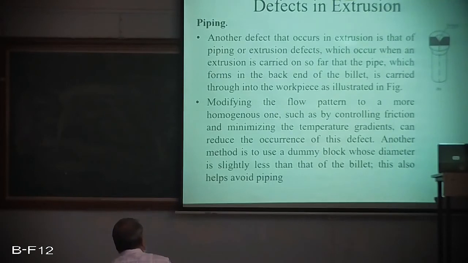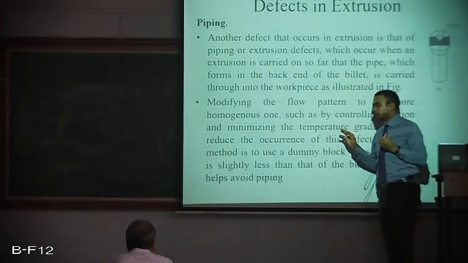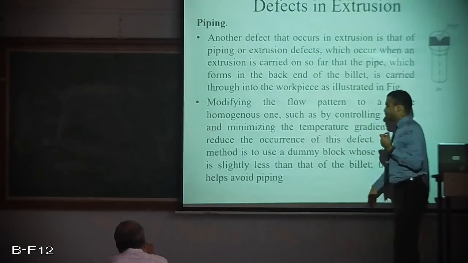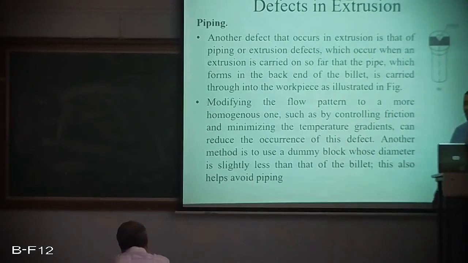So how can this be reduced? By modifying the flow pattern to a more homogeneous one, such as by controlling friction and minimizing the temperature gradients. This can reduce the occurrence of this defect. Another method is to use a dummy block whose diameter is slightly less than that of the billet. This also helps avoid piping. So usually in direct extrusion, we always go for a dummy block.